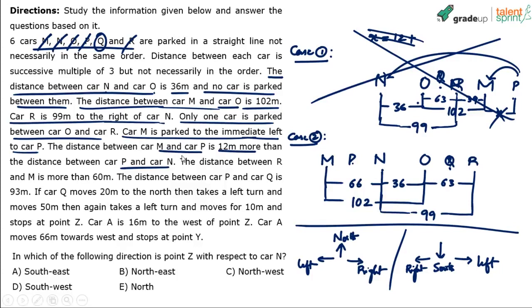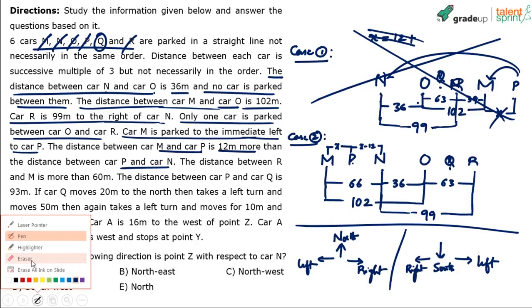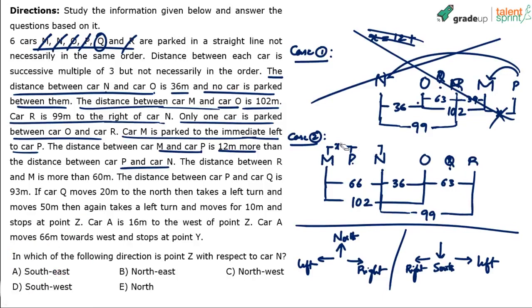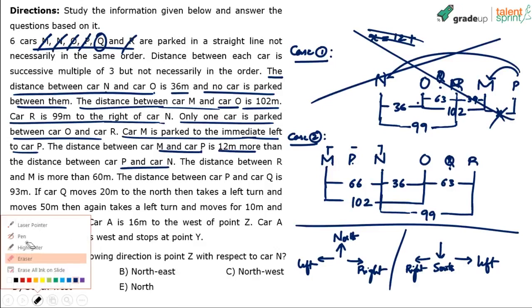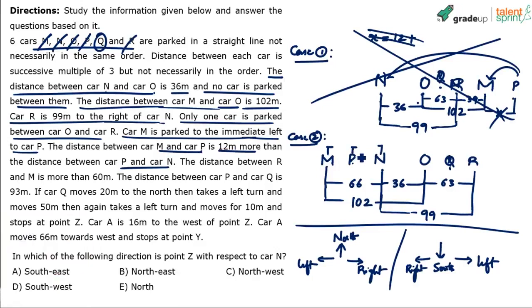Now work on case 2. What do we know? The distance between MP is 12 more than the distance between P and N. Let's assume the distance between MP is X. What is the distance between P and N? It will be X minus 12, because this is 12 more, right? Or you take this as X and the other as X plus 12. One and the same. You're able to follow. For a simpler understanding, let me take the distance between P and N as X and the other one as X plus 12. It is one and the same, but just take it that way. What is the distance between M and P? X plus 12.